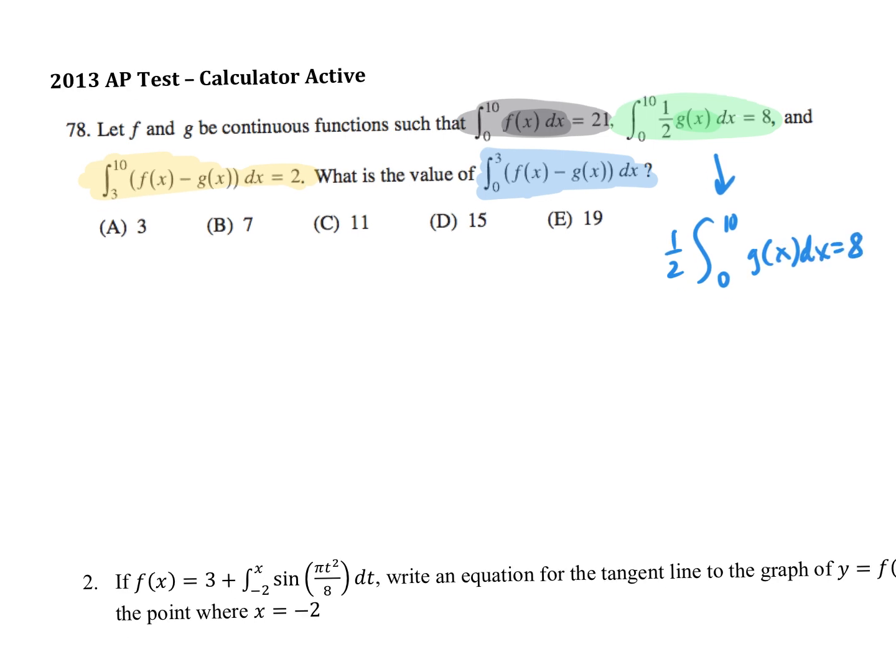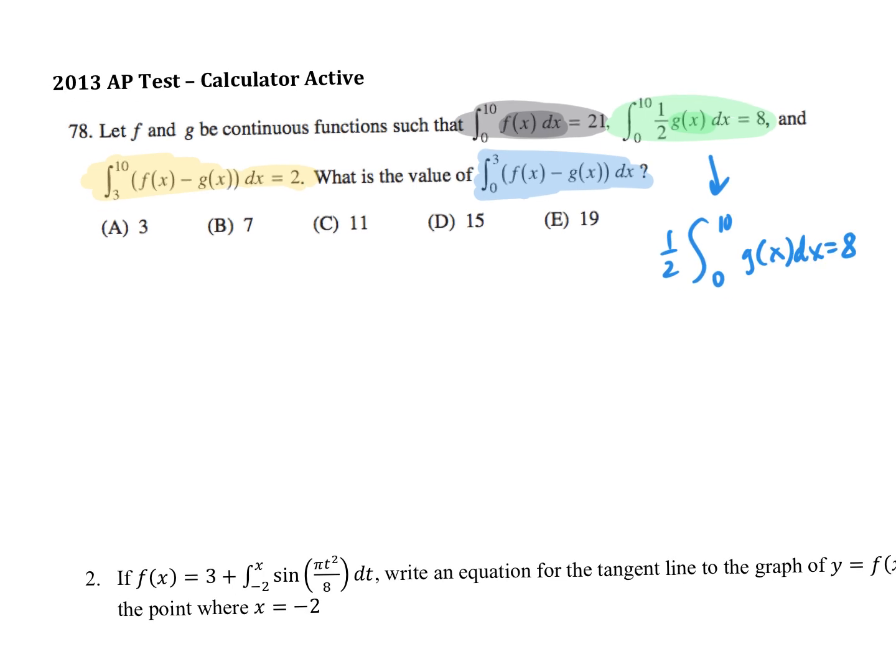I think that's important to remember, that we can pull that constant out front. And you agree, what they want does not involve a 1/2 of that integral. Can't you just multiply by 2? Multiply by 2. We want to get rid of it. Well done. So we'd say, okay, from 0 to 10, it's just going to get me 16. Well done.